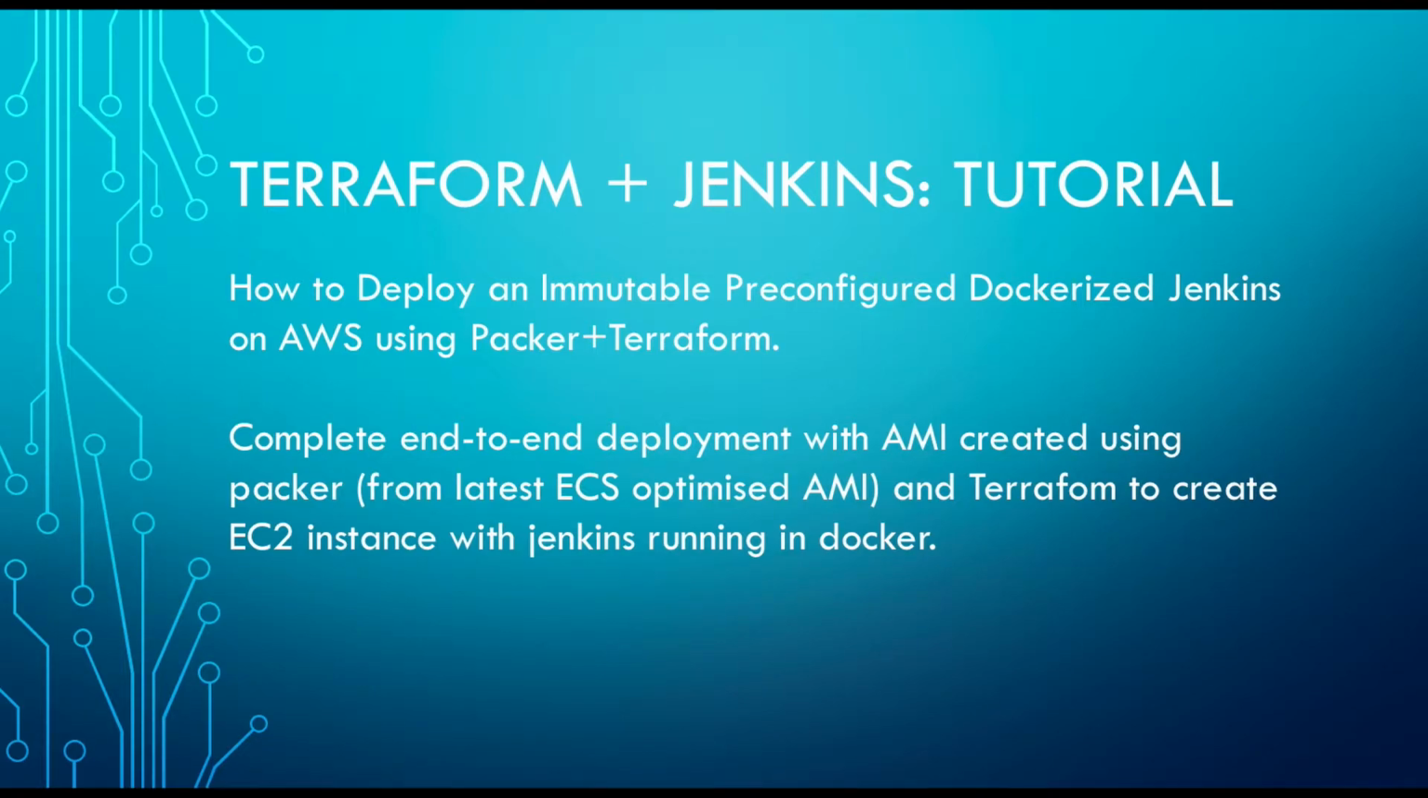Hello and welcome everyone. In this tutorial we'll be going over how to deploy an immutable Jenkins which will be dockerized as well as pre-configured, which can be run on an EC2 instance. We will be using Packer and Terraform to achieve this. So this repo is going to be a complete end-to-end deployment, meaning you will end up creating your own AMI using Packer, and then using Terraform we'll be creating a pre-configured Jenkins which will be running as a dockerized container.